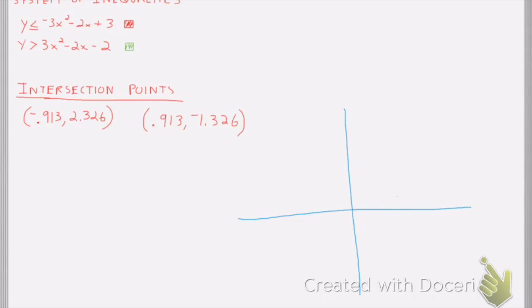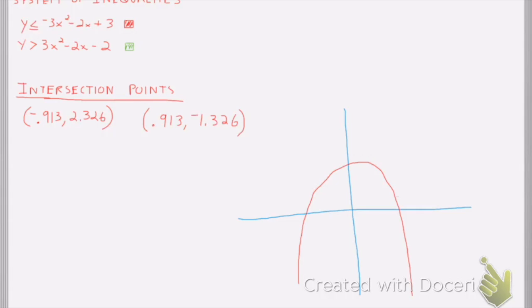So for the first quadratic, y is less than or equal to negative 3x squared minus 2x plus 3, I will draw a quadratic. We know it's a frowny face quadratic, and it's going to have a solid line. So it'll look like this. Again, this is just a rough sketch. We have to be in the ballpark of what these quadratics will look like, and we're using our calculators to guide us.